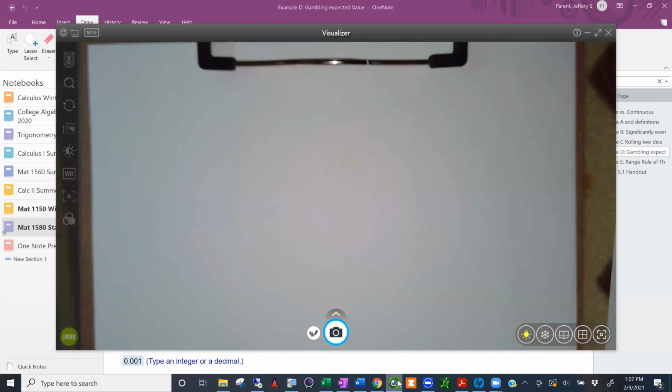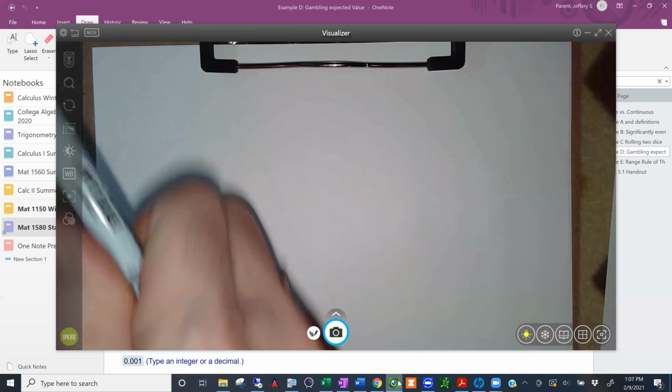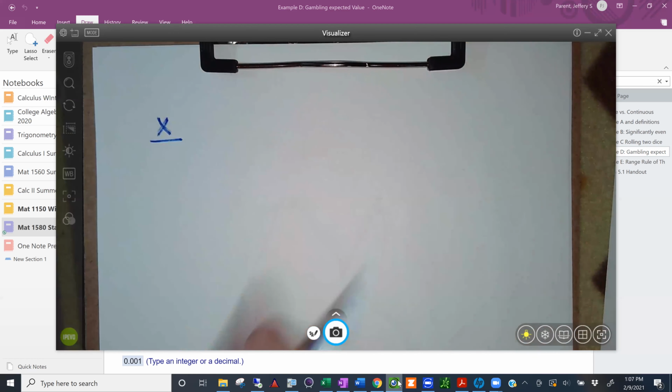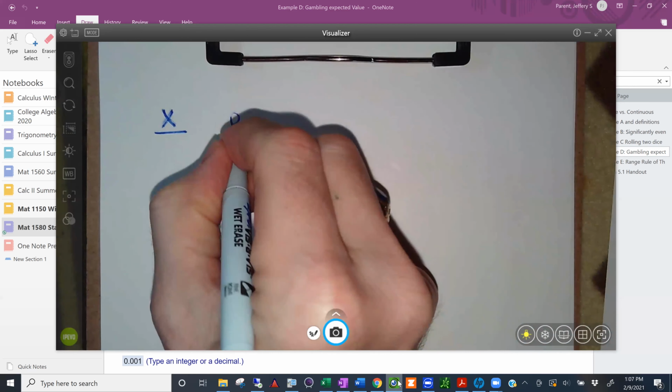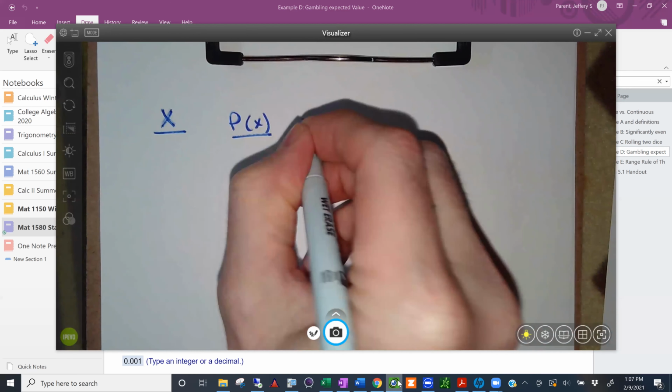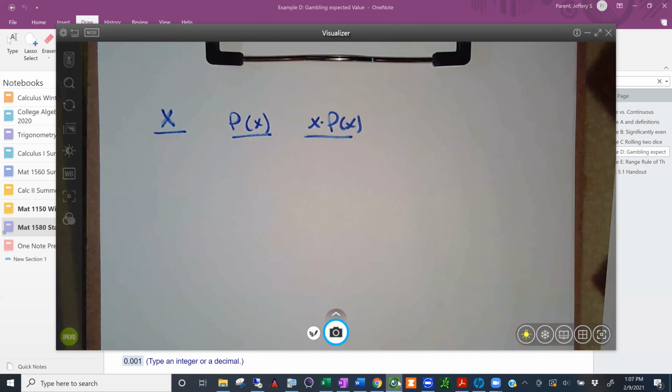When you calculate expected values, you're going to want X for your probability distribution. You're going to want another column for P of X, and then a third column for X times P of X. Okay, let's look at the problem here and understand a little bit about it.